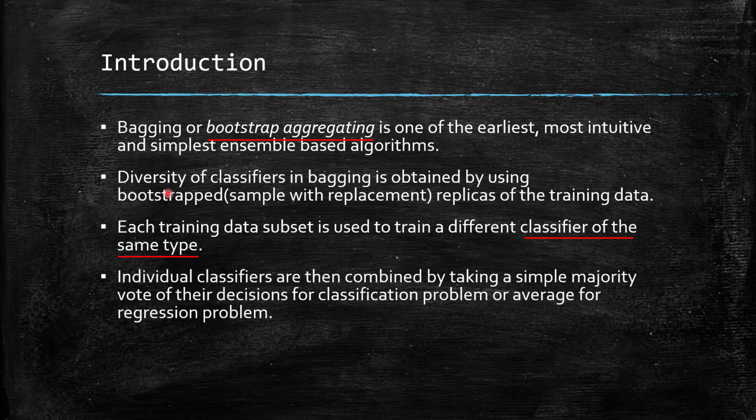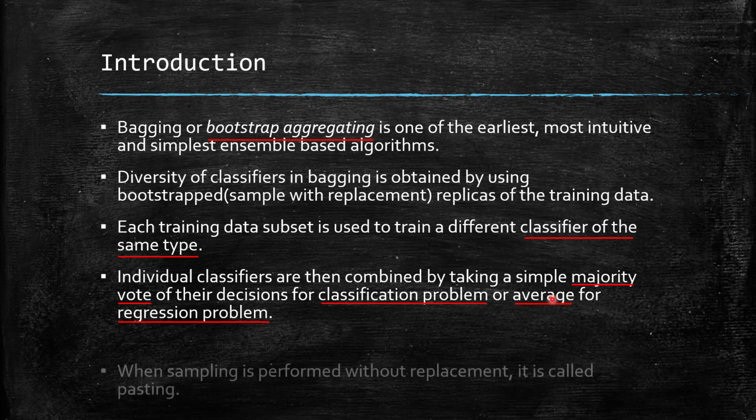Now the individual classifiers are combined by taking a simple majority vote. This is the combination part, right? The majority vote is used for classification problems. So when we use the bagging method on a classification problem, we'll be using the majority vote. We'll see an example in the next slide, and today we'll also be working on a data set, so we'll see a live example there as well. And if we talk about regression problems, we generally use the average of the outputs of the different classifiers.